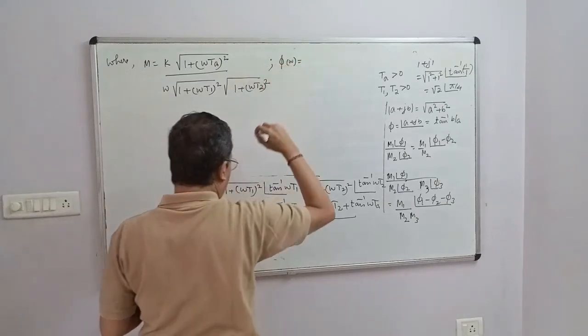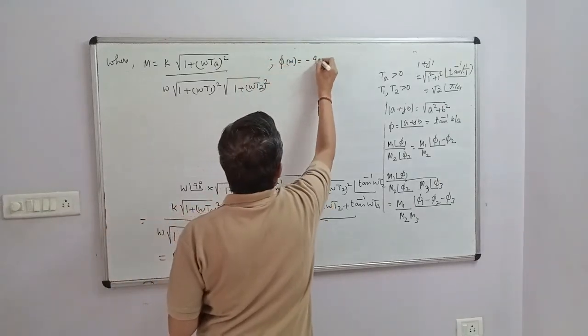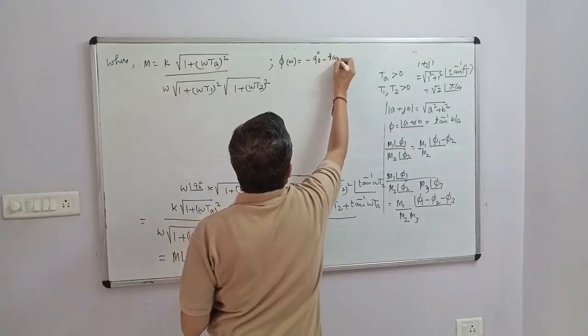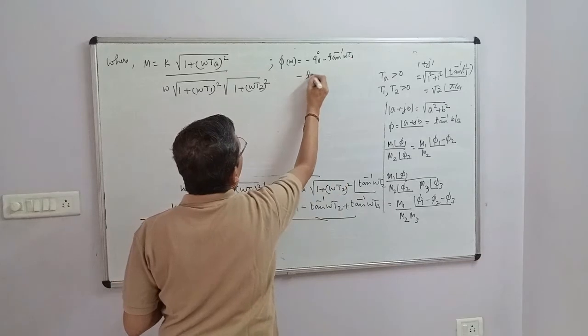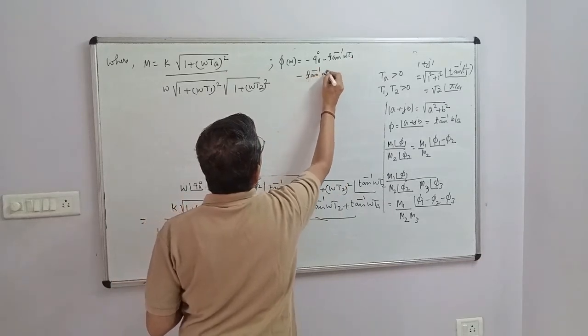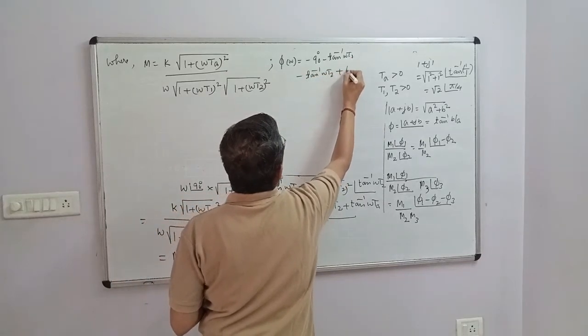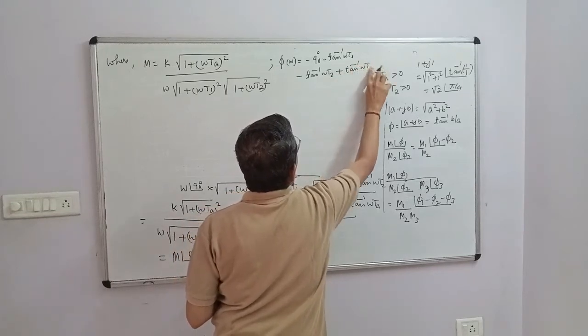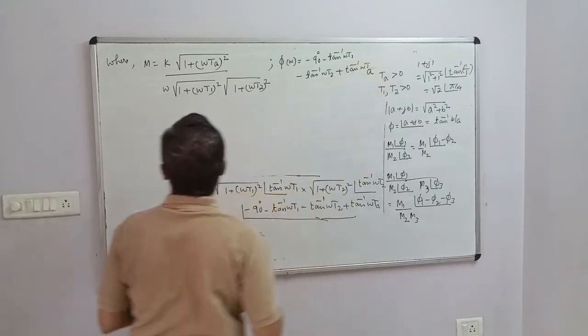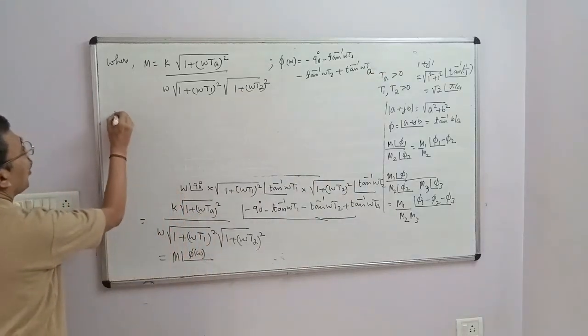Phi of omega is equal to minus 90 degrees minus tan inverse of omega T1 minus tan inverse of omega T2 plus tan inverse of omega into Ta.